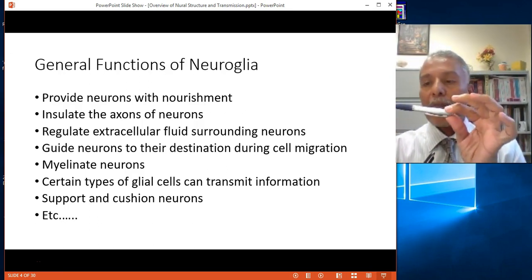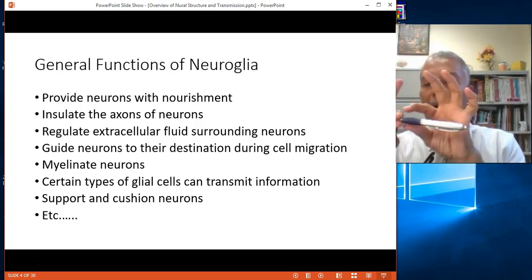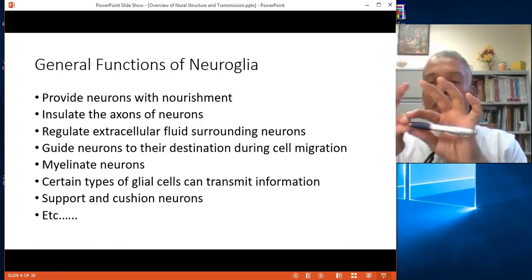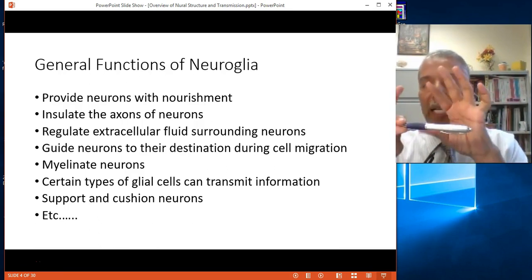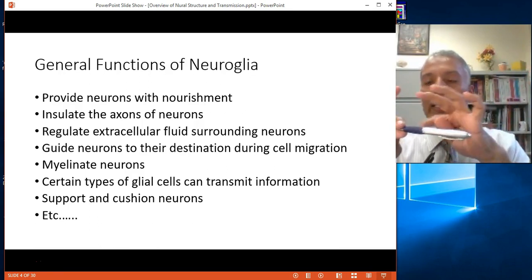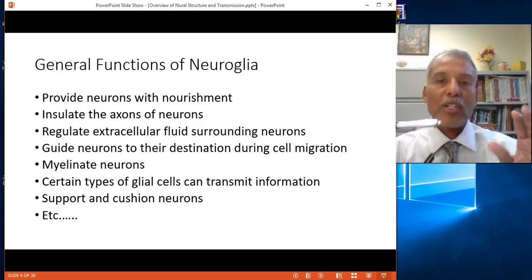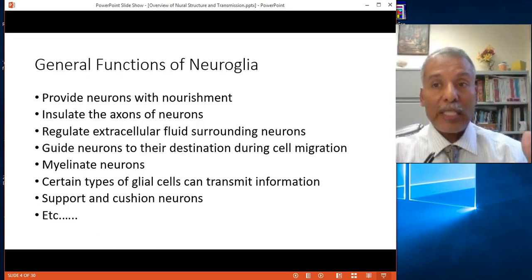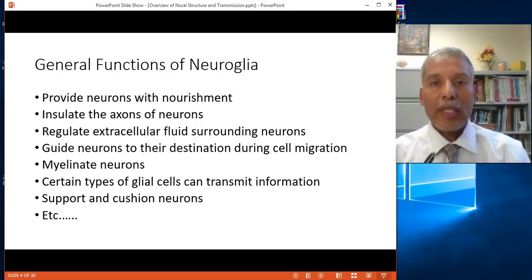Typically, when you have an electric current traveling from one place to another, the distance is important. And the longer the distance is, the more likely that some of the signal is going to be lost. So insulation is going to make the transmission of information faster and more efficient. And also it preserves a lot of the energy so it doesn't get wasted. So myelin, we cannot live without it.